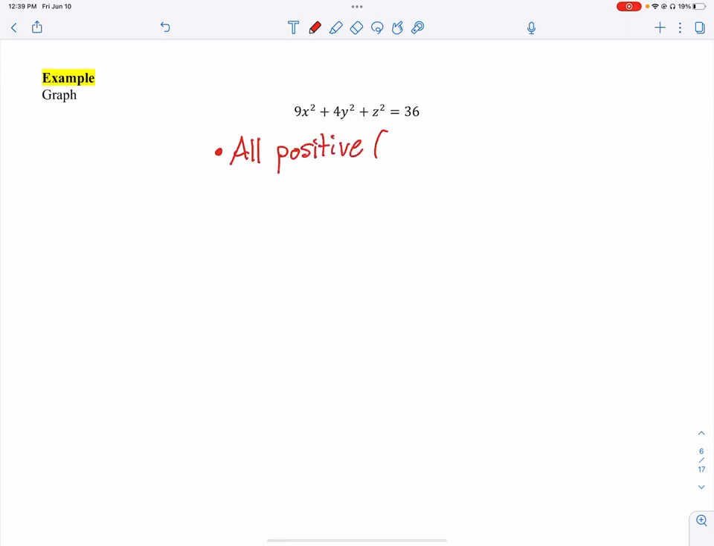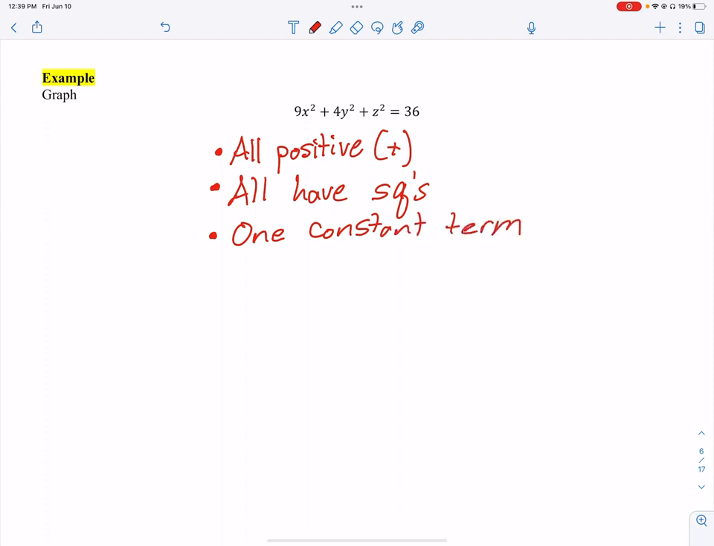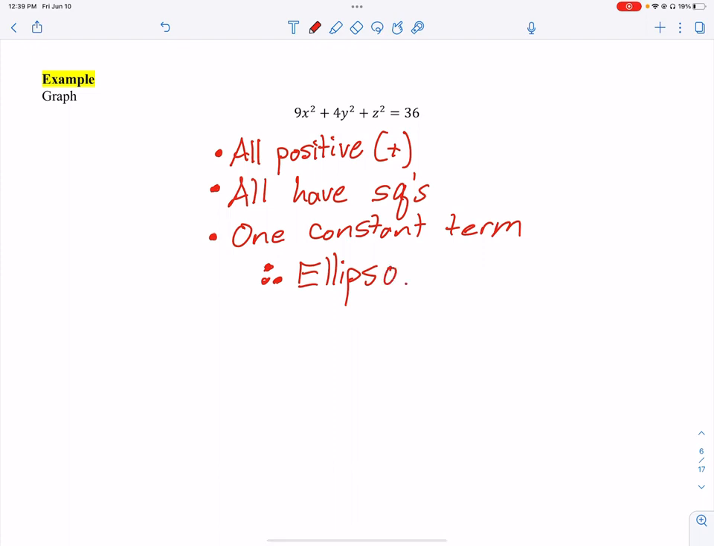Right, all positive. I see that they all have squares, except for the 36, but we don't care about that. We care about the variables. Squares. And then there is one constant term. So this is 3 dots forward. Therefore, it's an ellipsoid. Let me try to spell this thing right. Okay. It is an ellipsoid.